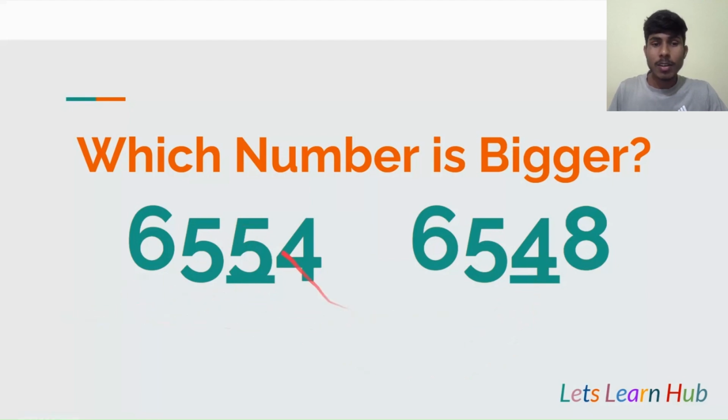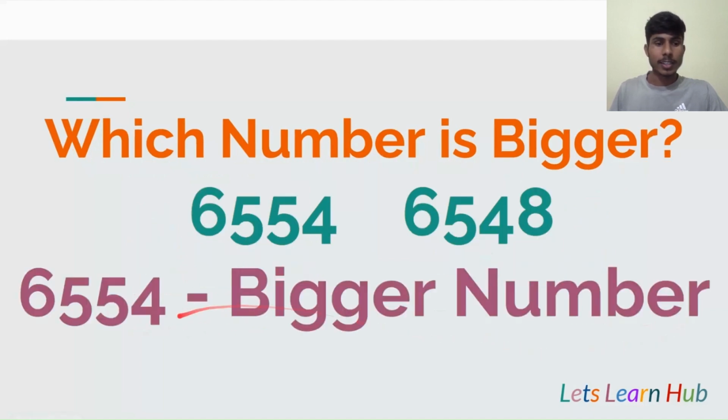So this number has the first digit which is bigger than this, right? So this number will be the bigger number. You understood it now, right? This is how you need to compare. You need to move from the leftmost digit to the rightmost digit, and the number in which you get the first bigger digit will be the bigger number. Okay, and 6554 is the bigger number here.